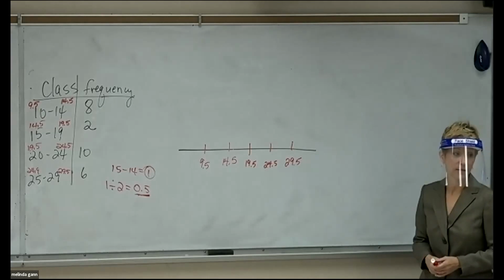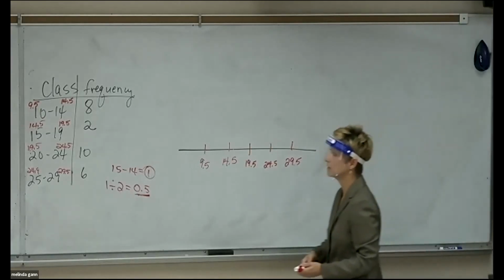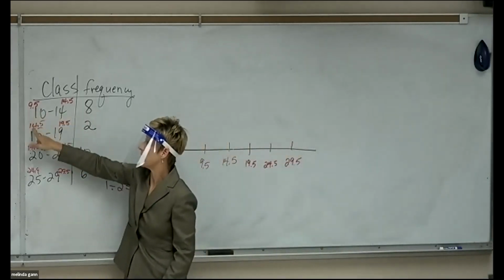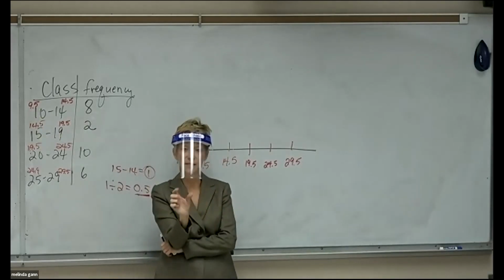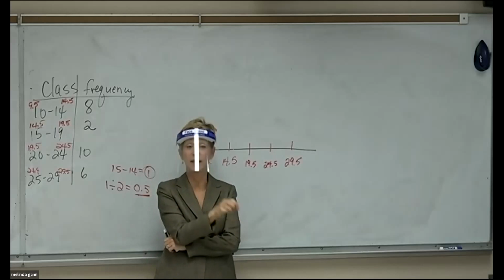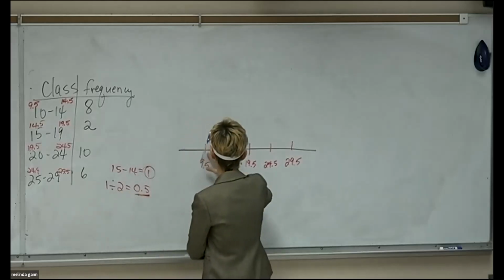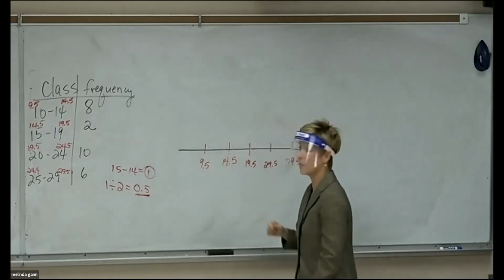Now, let me ask you this. Look at the original table. What's the class width on this table? 5. How far is this boundary from that boundary? 5. So the boundaries better be the same distance apart as the widths, or again, you made a mistake. So it's kind of a check. Every one of these should be about 5 apart.